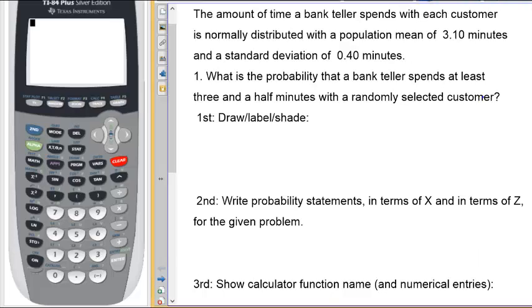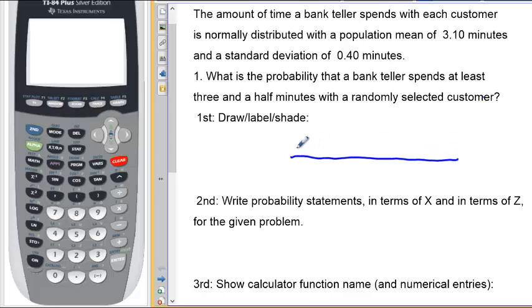Okay, in this video we'll explore using the graphing calculator to do a normal probability problem. In this example, the amount of time a bank teller spends with each customer is normally distributed with a population mean of 3.10 minutes and a standard deviation of 0.40 minutes. The first question, what is the probability that a bank teller spends at least 3.5 minutes with a randomly selected customer? So the first thing I want us to do is draw a picture of this distribution.